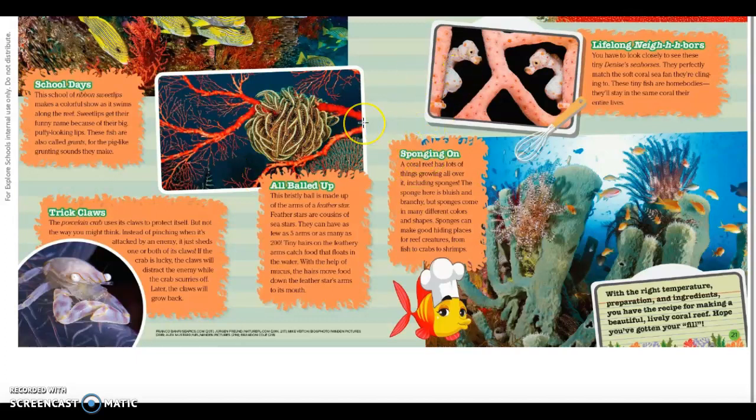Sponging on. A coral reef has lots of things growing all over it, including sponges. The sponge here is bluish and branchy, but sponges come in many different colors and shapes. Sponges can make good hiding places for reef creatures, from fish and crabs to shrimps. With the right temperature, preparation, and ingredients, you have the recipe for making a beautiful, lively coral reef. Hope you've gotten your fill.